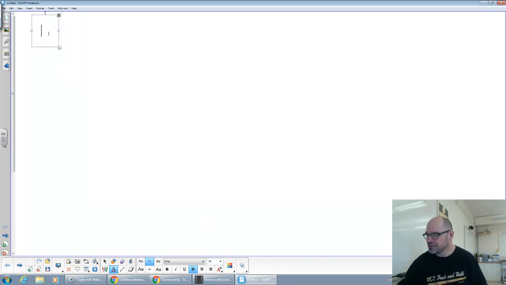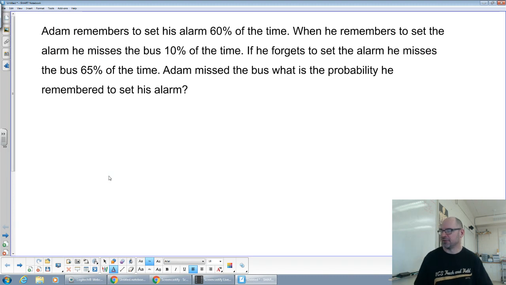Okay, so it's this question right here. It says Adam remembers to set his alarm 60% of the time. When he remembers to set the alarm, he misses the bus 10% of the time. If he forgets to set the alarm, he misses the bus 65% of the time. Adam misses the bus. What is the probability he remembered to set his alarm?